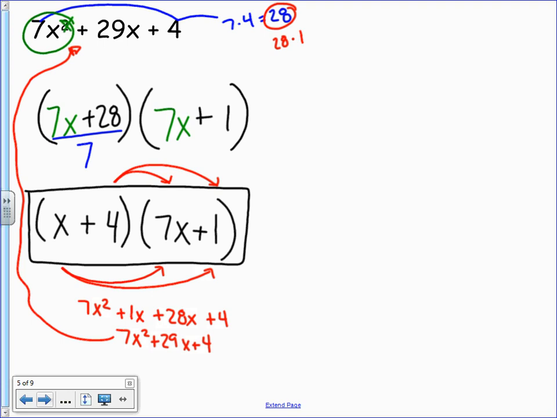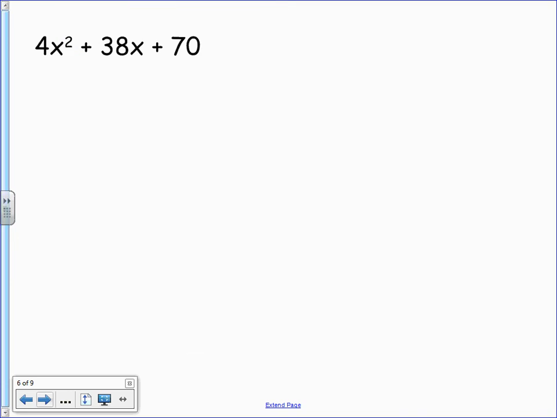Let's try another example. This time let's do 4x squared plus 38x plus 70.